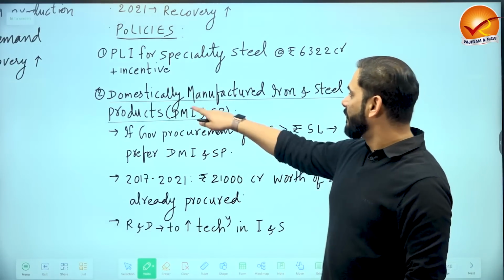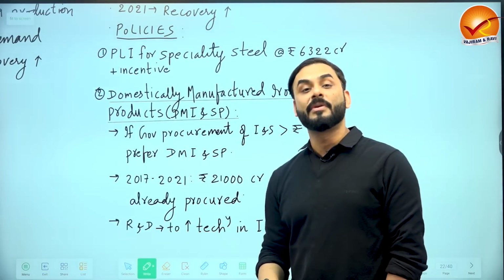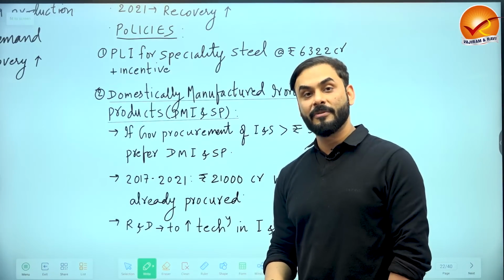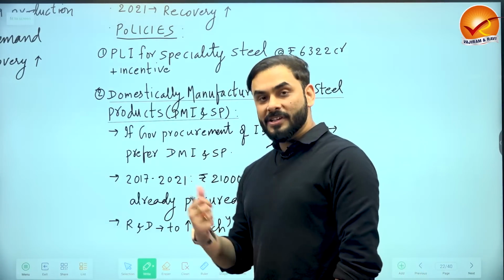Now, under this domestically manufactured iron and steel products, research and development is also being promoted. Government is also promoting research and development to bring new technology in the field of steel production. These are some of the policies.